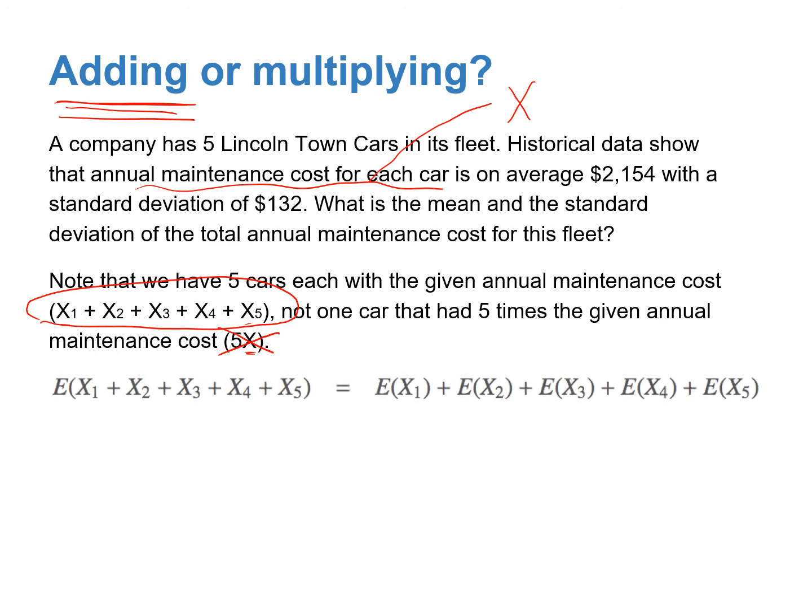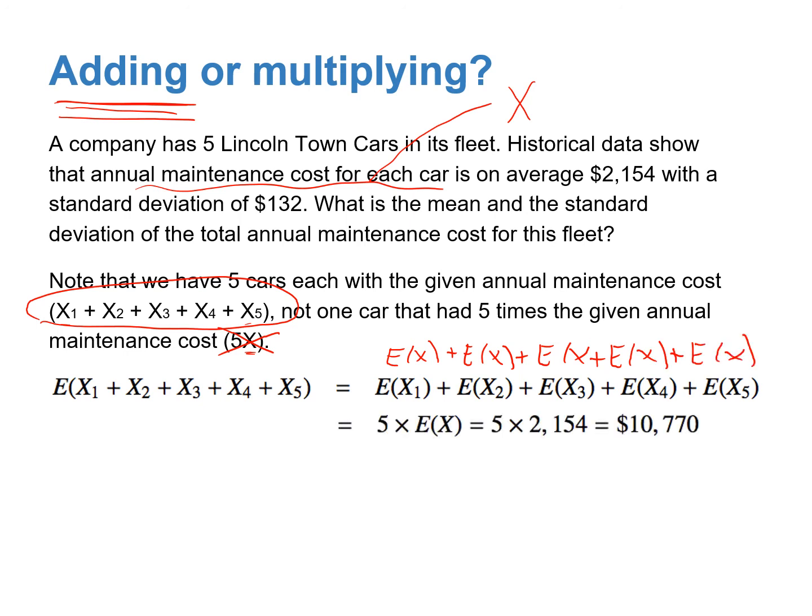What this means is that when we find the expected value of this sum, it's the sum of the expected values. And since these are all the same, that gives us 5 times the expected value of the maintenance cost for a single car. And that gives us a total expected maintenance cost of $10,770.